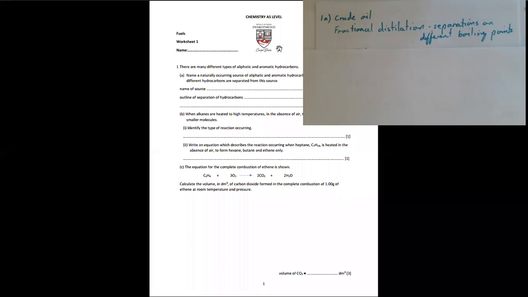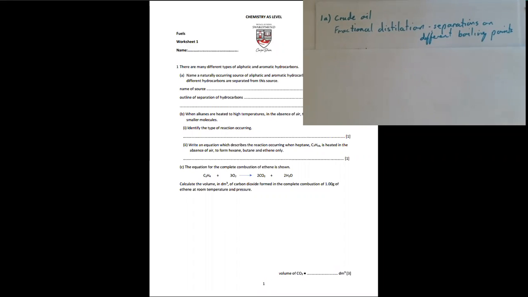Okay, so basically then, first, the source, crude oil, secondly, separated on the basis of the different boiling points. And we'll look at that a bit in detail in the next question. I think they ask, how does that work? And we'll go into the intermolecular forces of that, right?